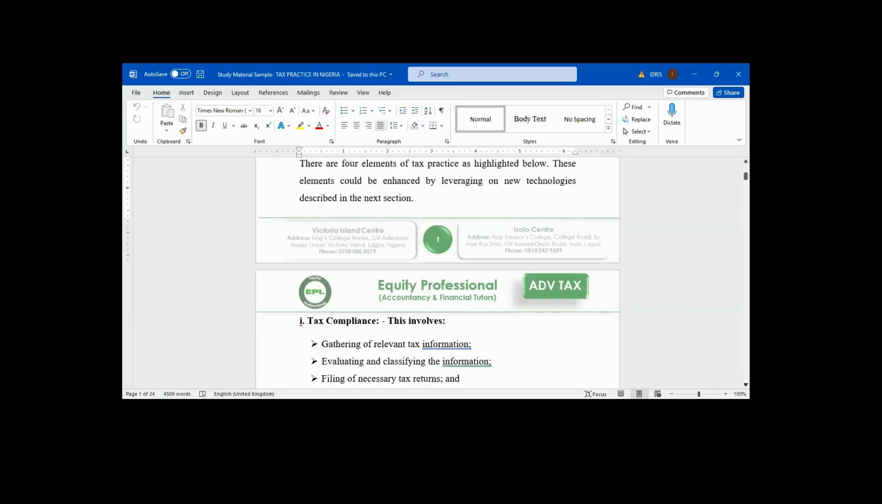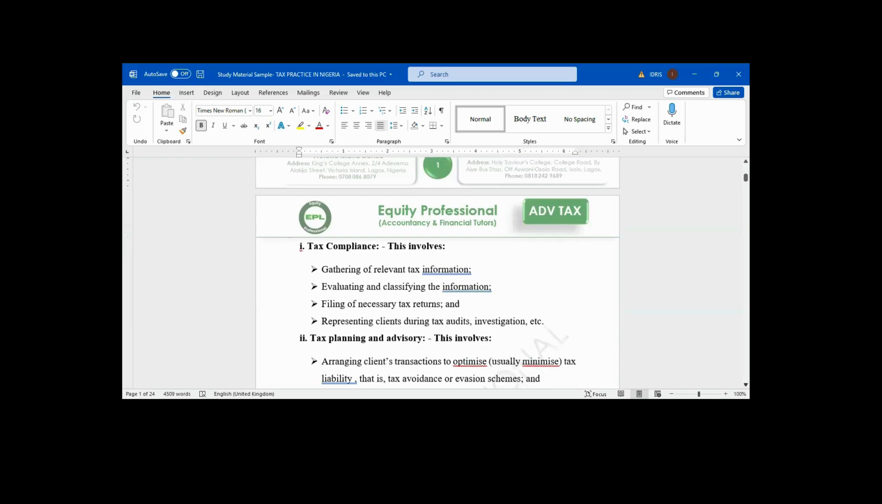They help their clients to classify some information. So, tax practice. When we look at the elements of tax practice, you divide it into four. One is called tax compliance. Under tax compliance, we have filing of the necessary tax returns, helping clients to evaluate and classify relevant tax information, and the third one is gathering of relevant tax information.